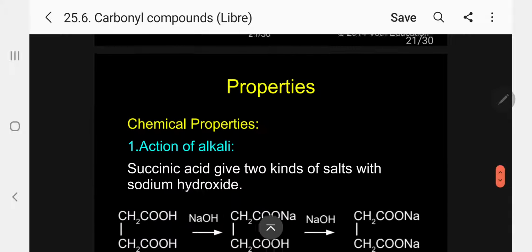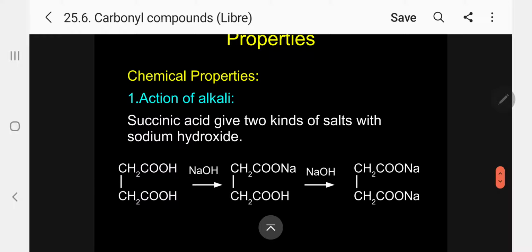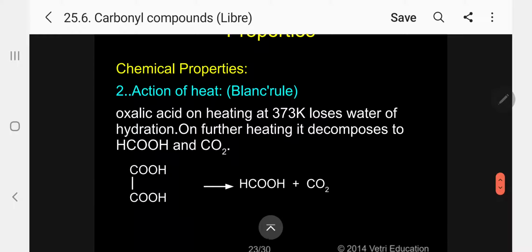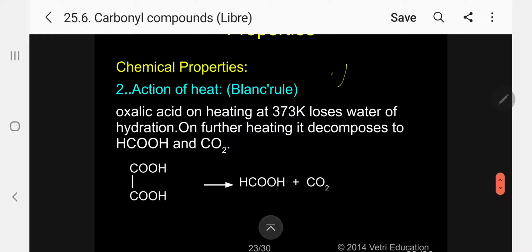The same way, suppose you take succinic acid, it gives two kinds of salts as usual with sodium hydroxide. First the monosodium, another is the disodium salt, sodium succinate. This is the product formed. The next one, action of heat. This is the most important. Please follow.